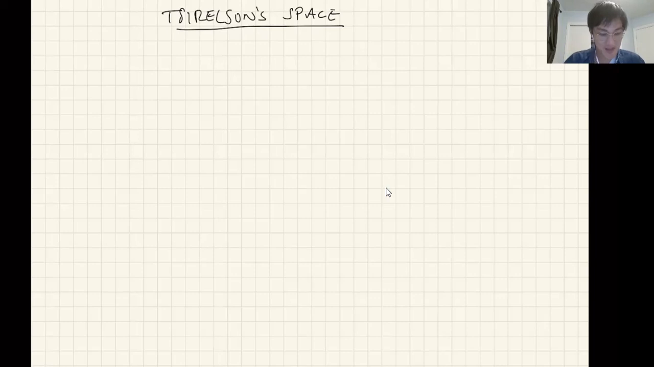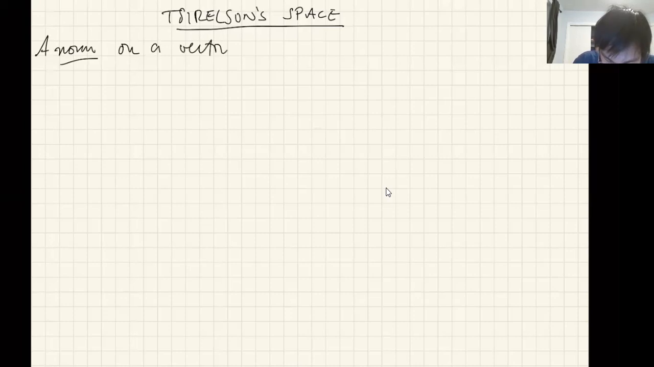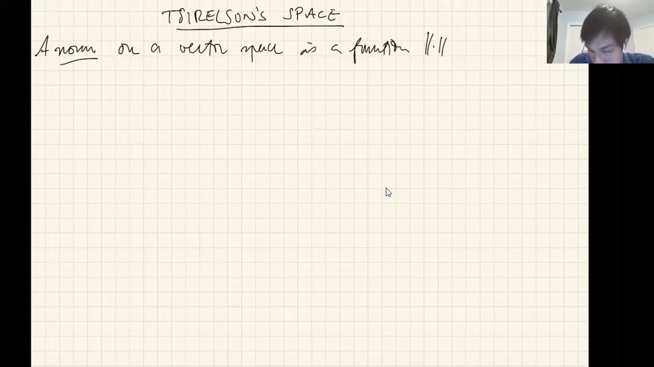Anyway, we're going to start with what a normed vector space is. A norm on a vector space is a function, denoted with the double bars, from the vector space V to R with, okay, my writing is pretty messy, so that's another reason why you might want to read the notes.